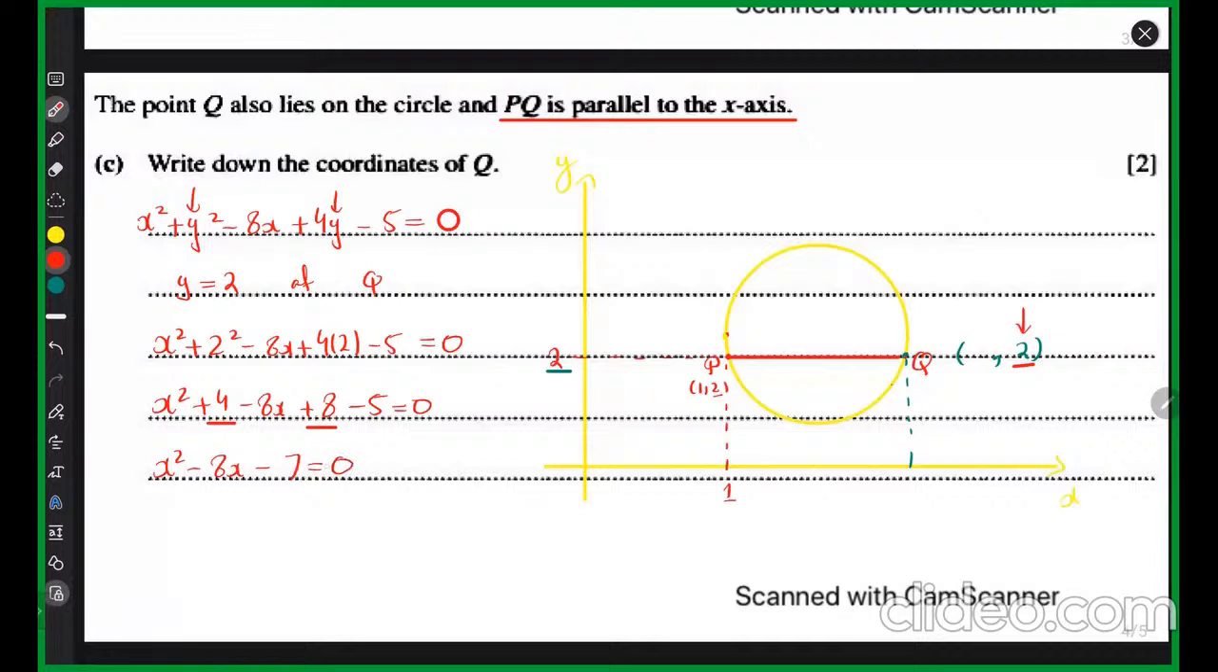Now we need to just factorize it. So two numbers such that when I multiply them, I should get minus 7x squared, and when I add them, I should get minus 8x. Can anyone guess the factors for this case? This is plus 7x, okay? That's obviously minus 7 and minus x.